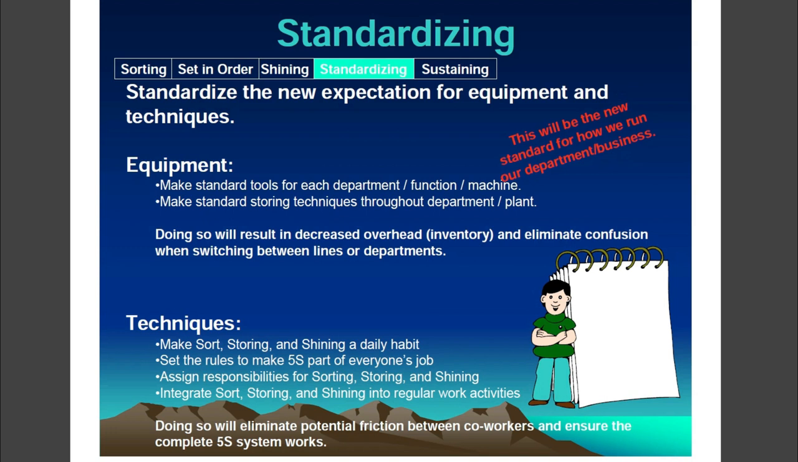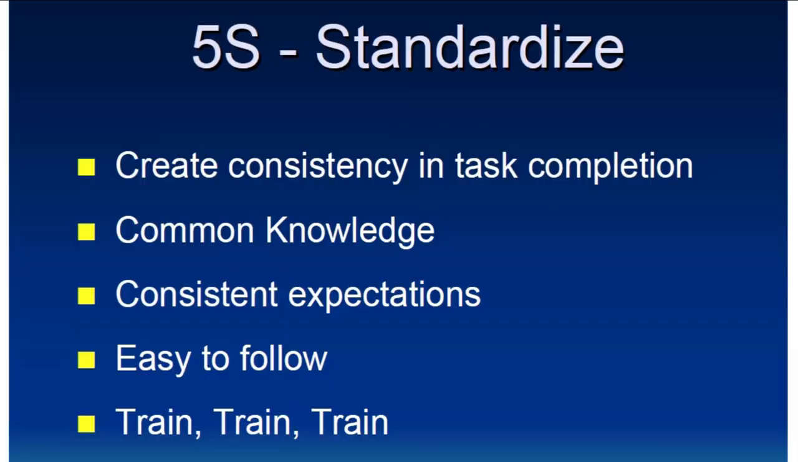Set the rules to make 5S part of everyone's job. Assign responsibilities for sorting, storing, and shining. Integrate sorting, storing, and shining into regular work activities. Doing so will eliminate potential friction between co-workers and ensure the complete 5S system works. Standardize: create consistency in task completion, common knowledge, consistent expectations, easy to follow, train.